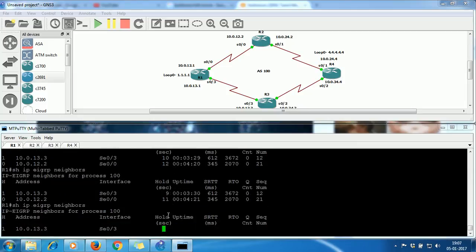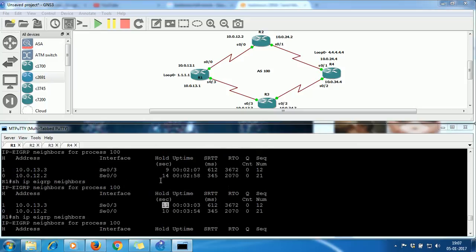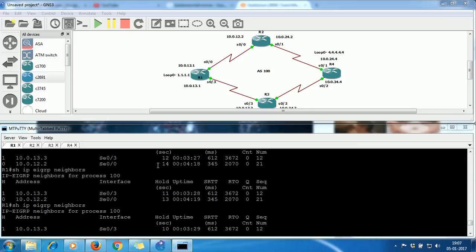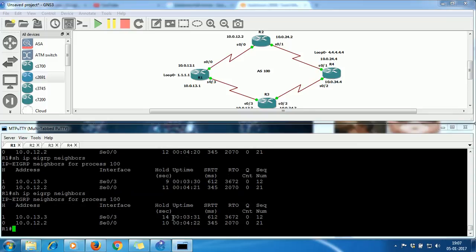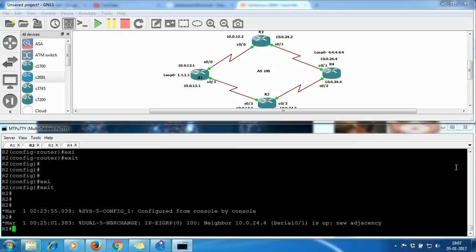You can take the first router 3 neighbor relationship, from 12, 11, 10, 9, and again it got 14. So your keepalives keep on being exchanged between the routers. That is why it is happening. So when it comes to 0, that particular pair will be erased from your routing protocol process. Fine, so let's go to router 2 and verify it.